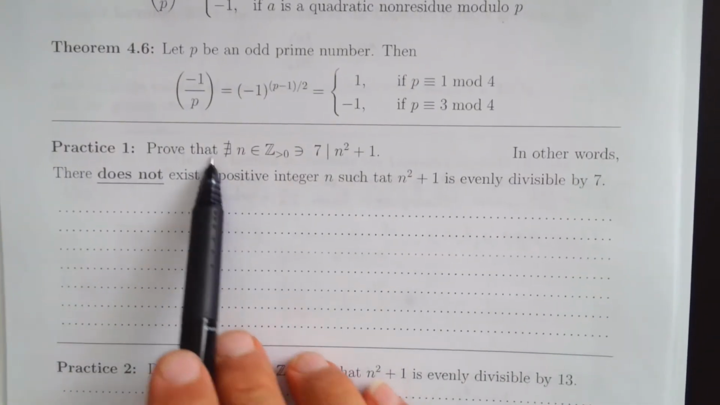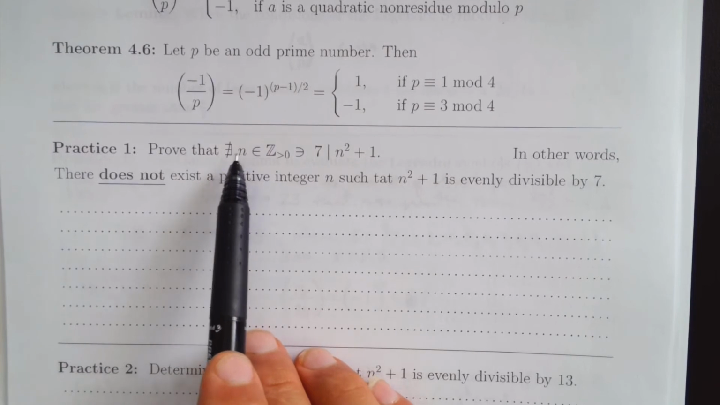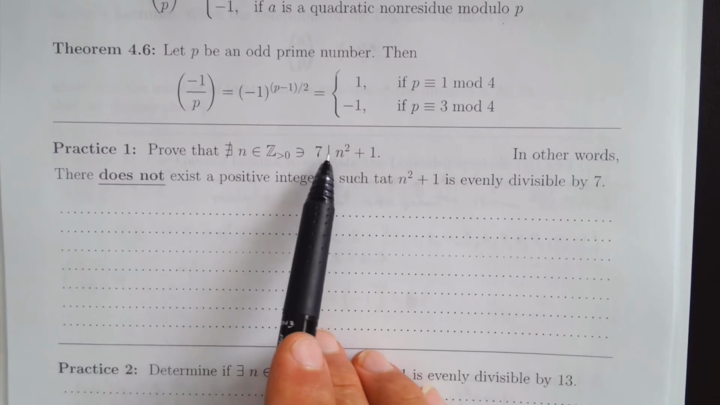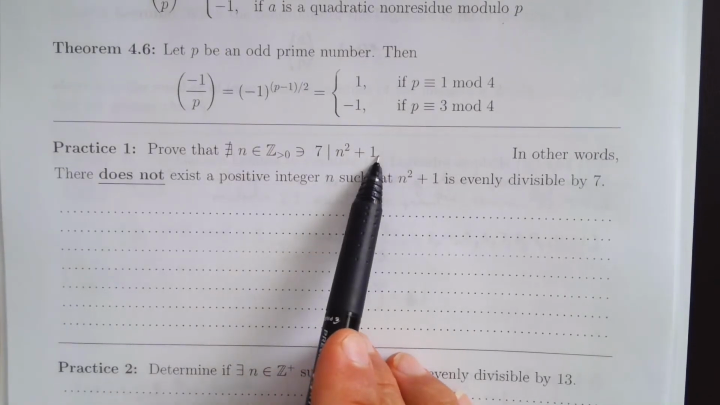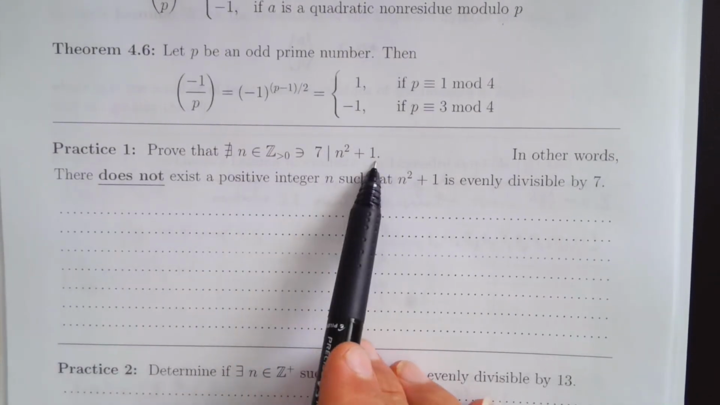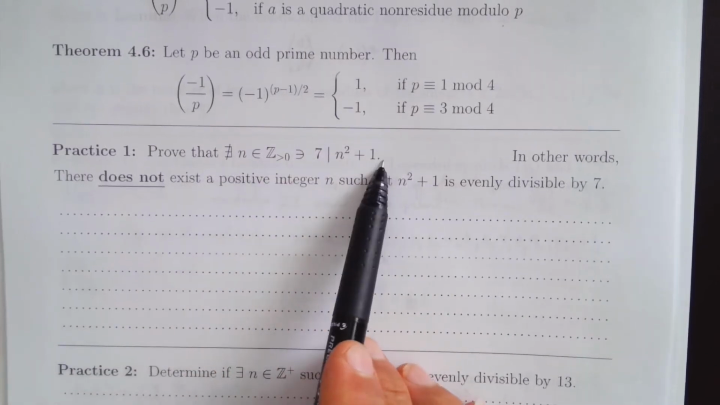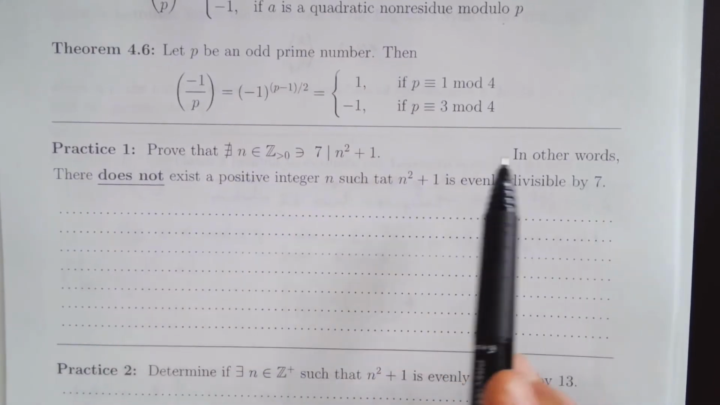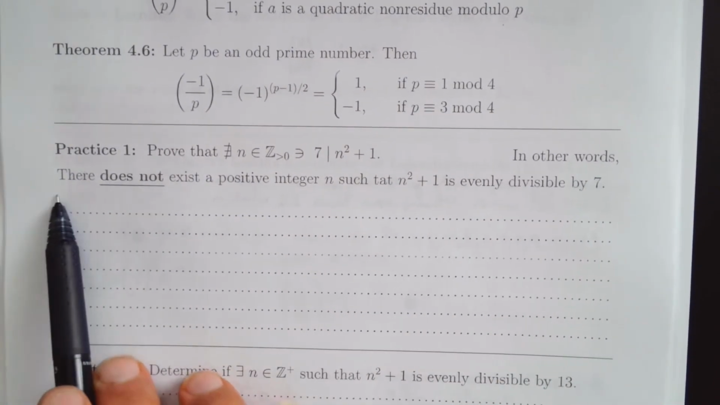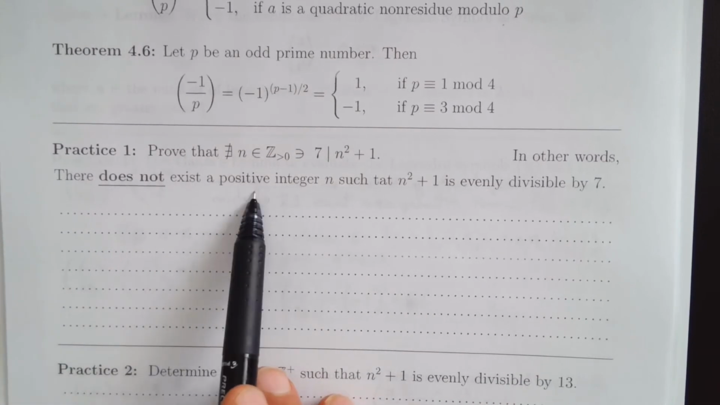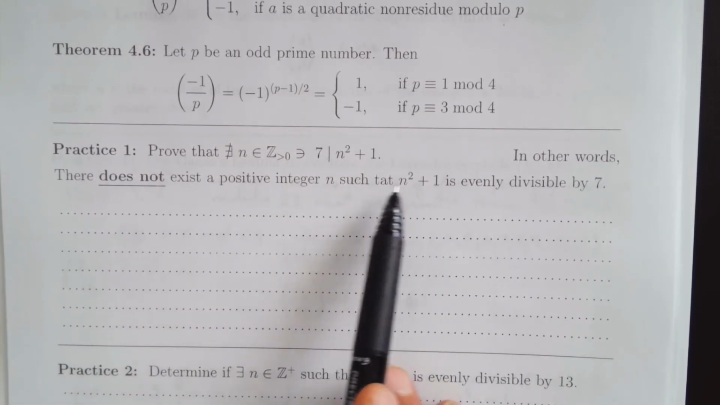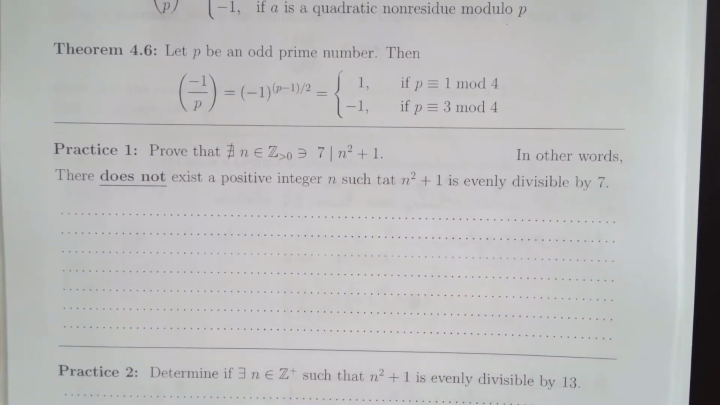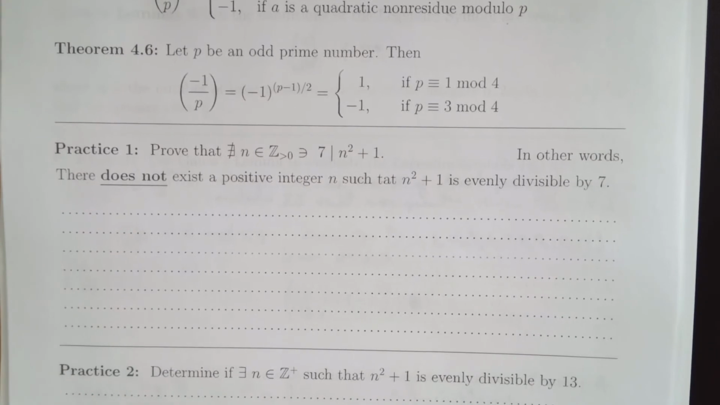All right, so we want to prove that there does not exist an n in the set of positive integers such that 7 divides n squared plus 1. This is a symbolic representation that we could have. It might almost look like hieroglyphics to us if we haven't used these symbols before. But in other words, we're saying that there does not exist a positive integer n such that n squared plus 1 is evenly divisible by 7.